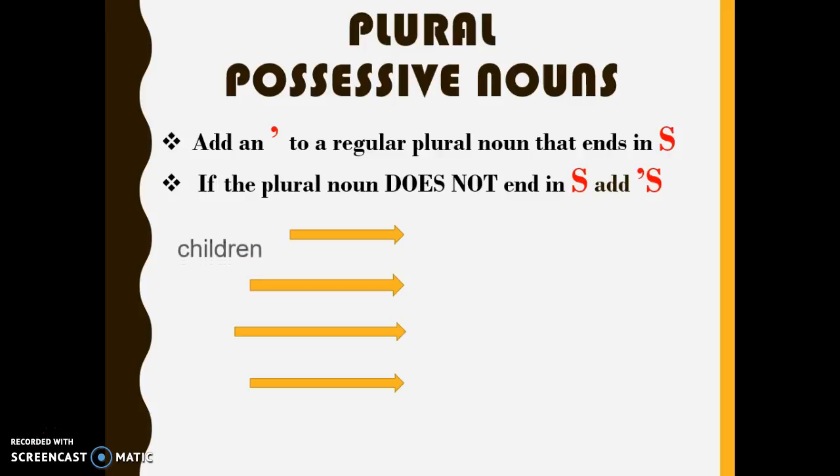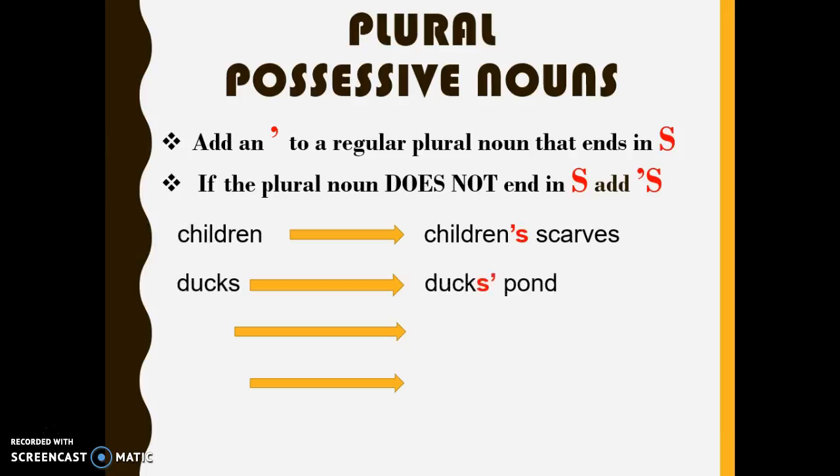The plural noun children becomes children's with an apostrophe S to show that the scarves belong to the children. The plural noun ducks becomes ducks' with an apostrophe after the S to show that the pond belongs to the ducks. Remember, in this example, the plural noun ends in S, so we added the apostrophe after the S.